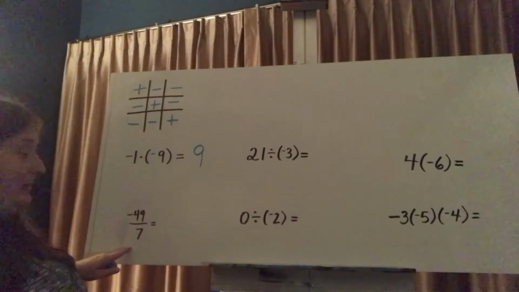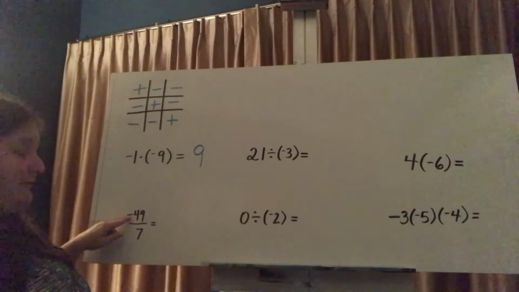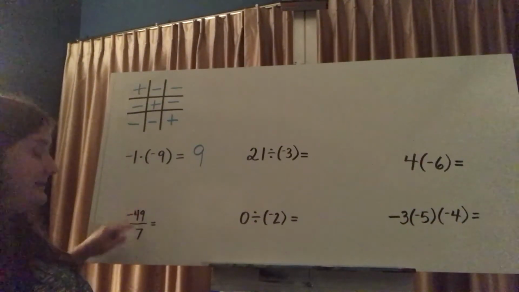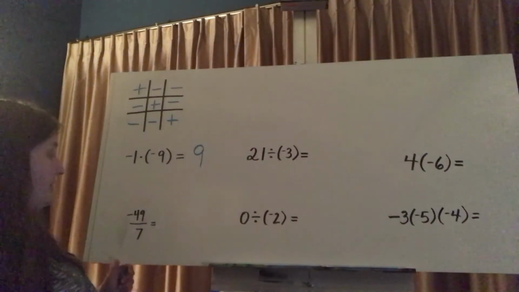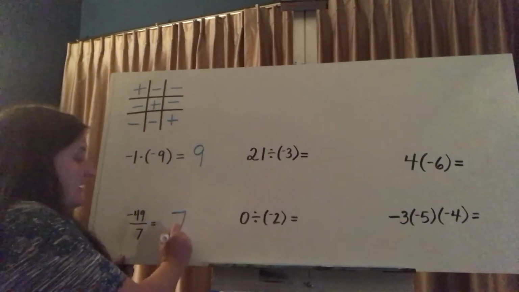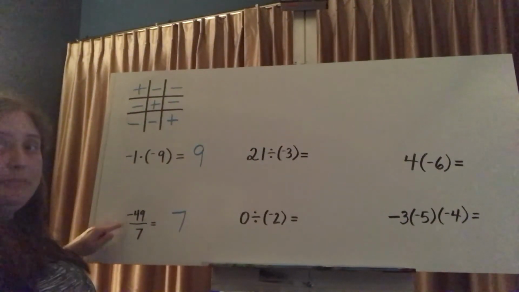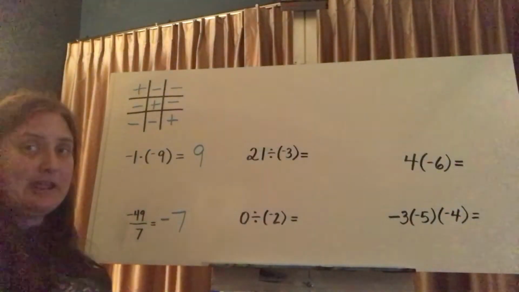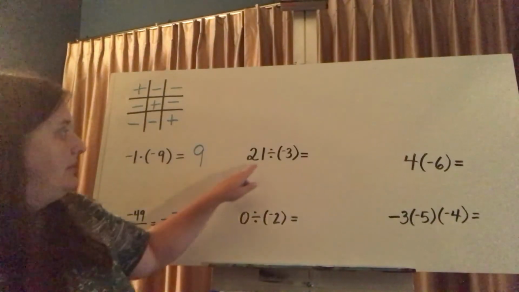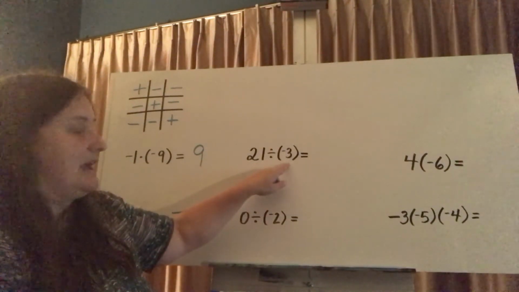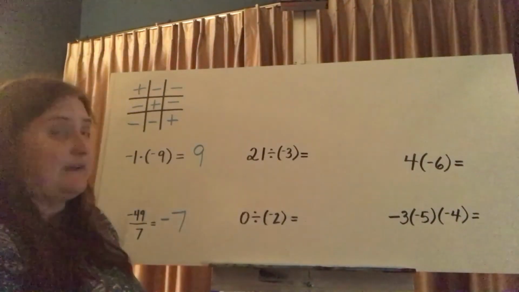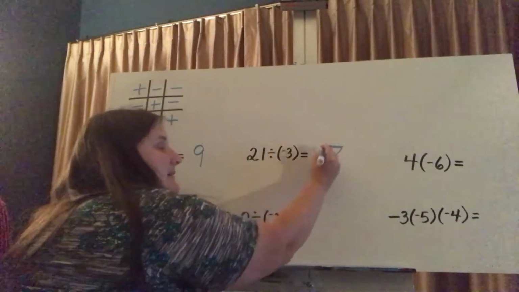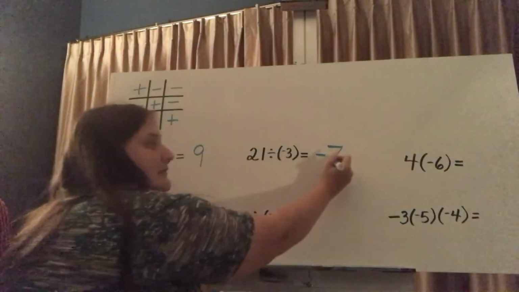This is a division problem. I've got negative 49 divided by 7. Initially, I'm just going to divide the absolute values of these. 49 divided by 7 is 7. Then I'll go back and look at my problem. These had different signs. Different signs means my answer is negative. Next, 21 divided by negative 3. Well, 21 divided by 3 is 7. Since they have different signs, my answer is negative. So negative 7.